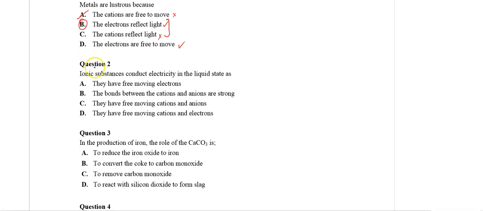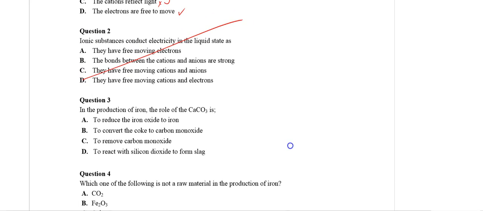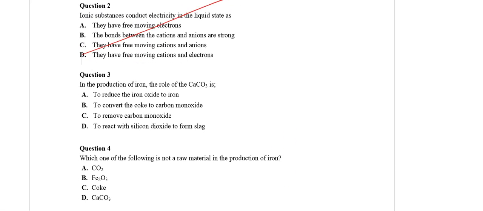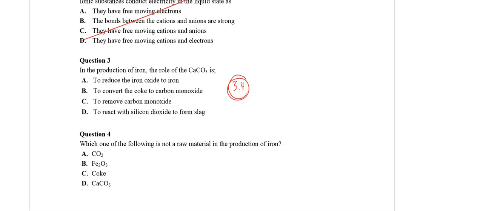Okay, the second question refers to ionic substances. We won't look at that. In the third question, we have a question relating to the extraction of iron from its ore. So this is from chapter 3.4. Now, you need to know how iron is extracted. You need to know all the reactions that are involved in the process and the main piece of equipment that is used in the extraction of iron ore, namely the blast furnace.